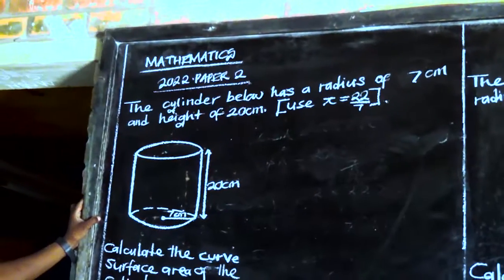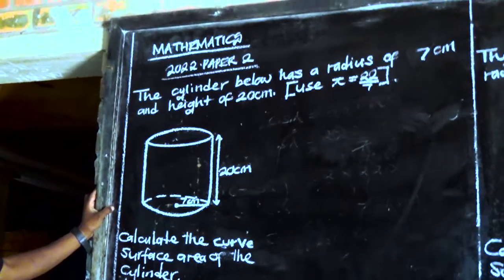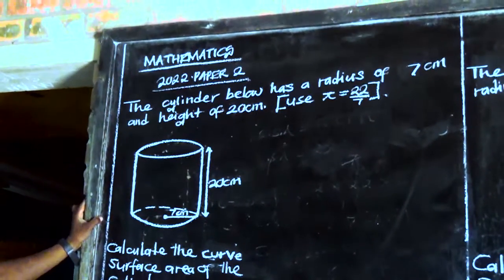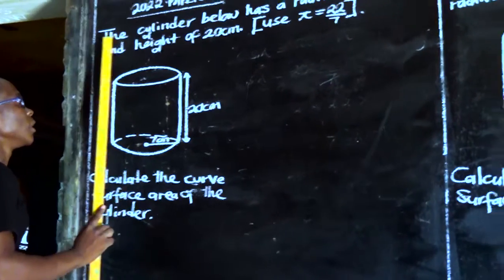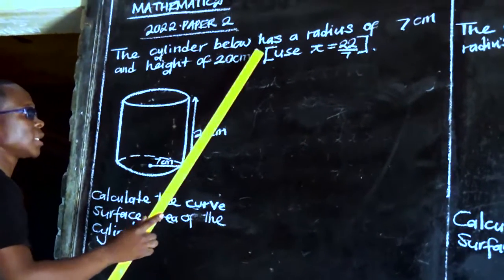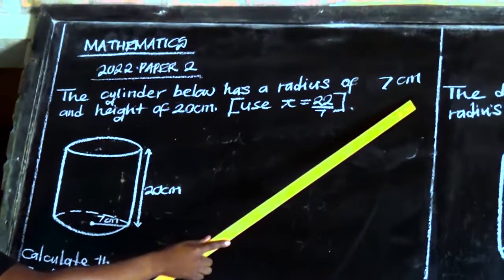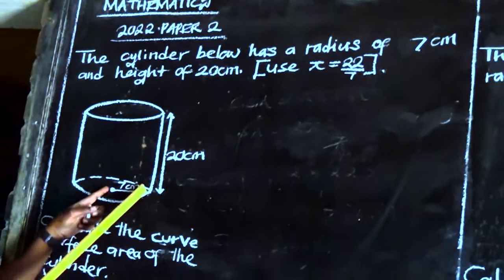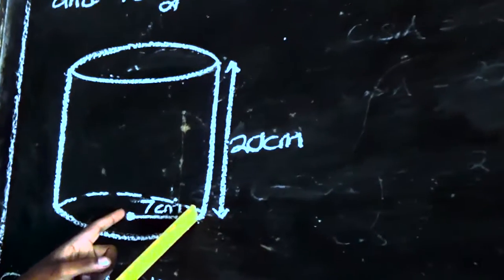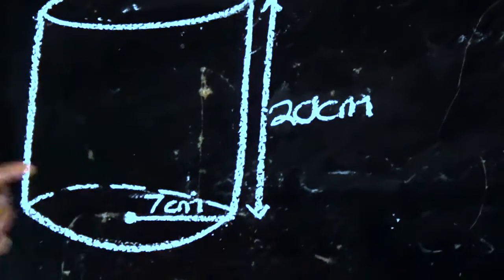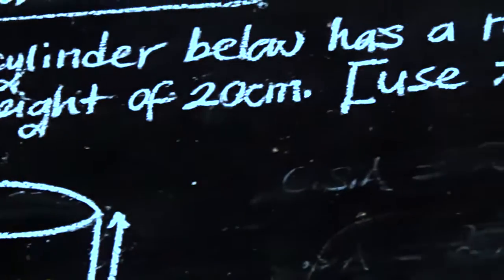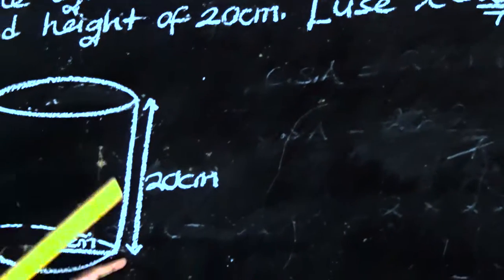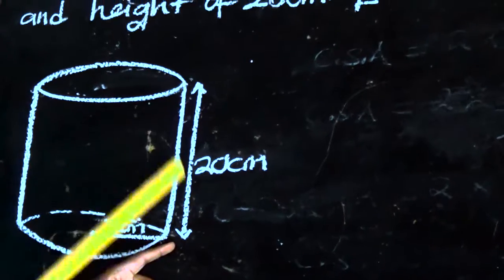So let us look at 2022 paper 2. It's saying the cylinder below has a radius of 7 centimeters. Okay, this is 7 centimeters we're talking about. The radius of this cylinder is what? 7 centimeters and a height of 20 centimeters. Then the height we've been given to be what? 20 centimeters, as you can see.